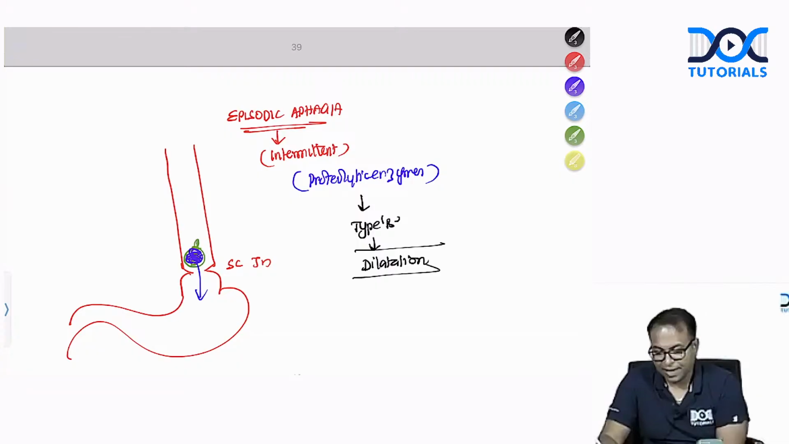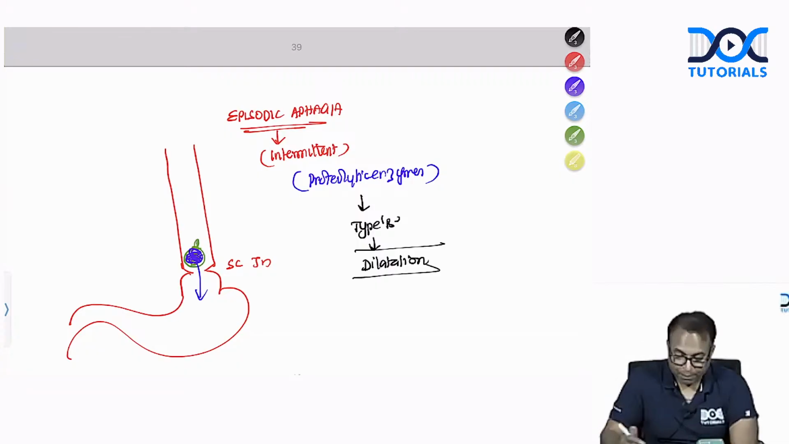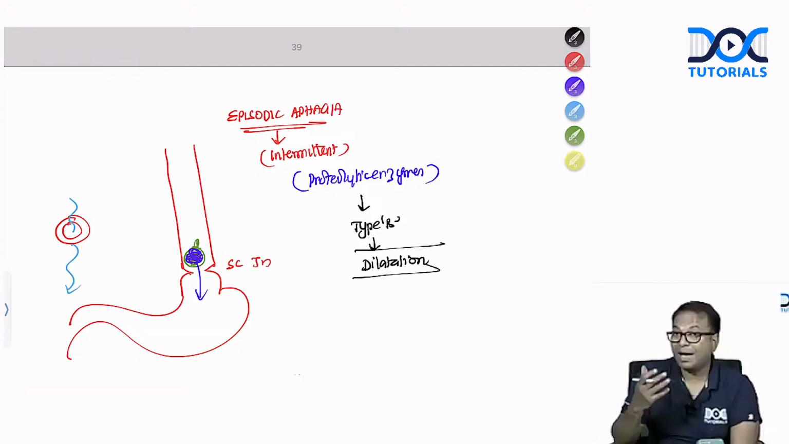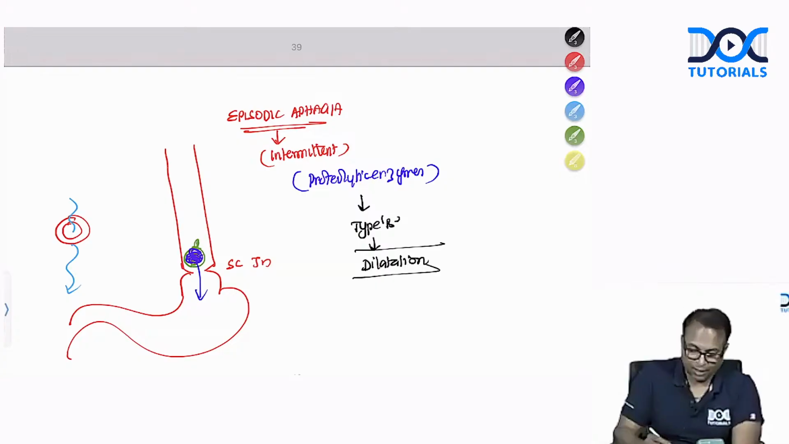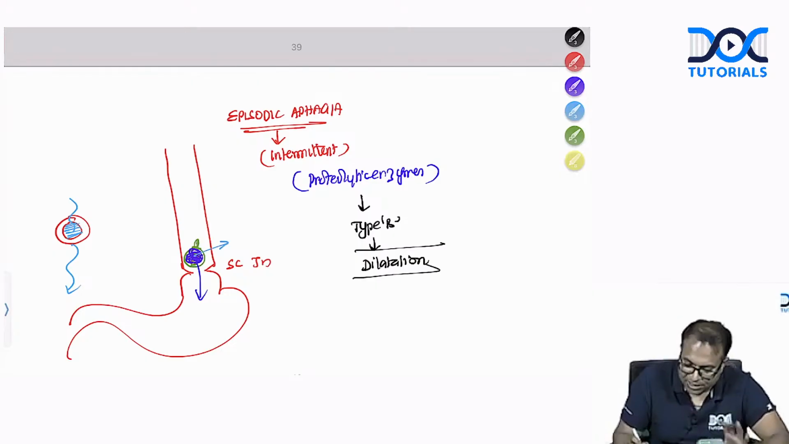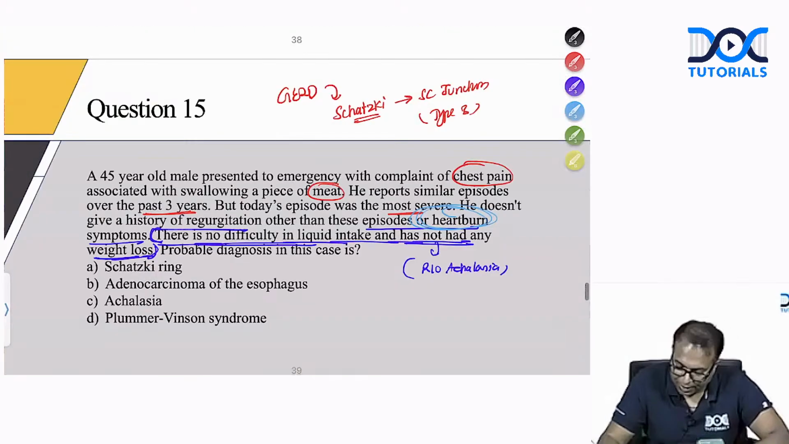No, Schatzki ring will not present with regurgitation, because it's very thin. The ring will allow the liquid to go in between. The contents will go inside. They may have GERD symptoms like heartburn, but it will not cause regurgitation because that is not causing obstruction of liquid food. Only this mutton piece occasionally will cause it. So there is no episode of regurgitation seen.